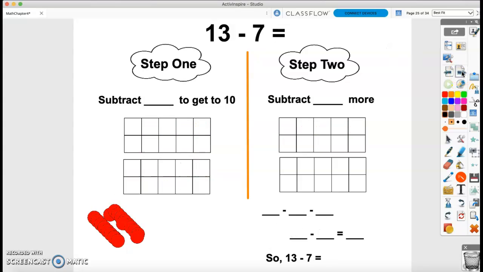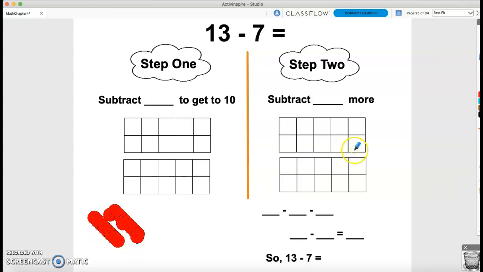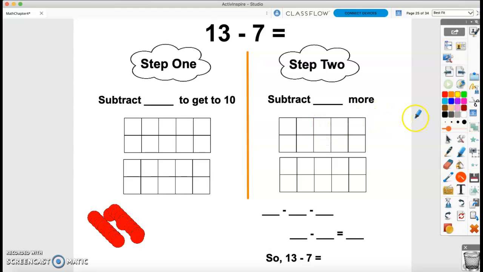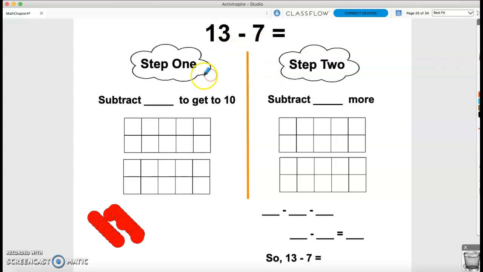Let's try another one. This time, though, I'm going to just draw it instead of dragging my counters. I'm just going to draw it in here. So we have 13 minus 7. So step 1 is let's draw 13.